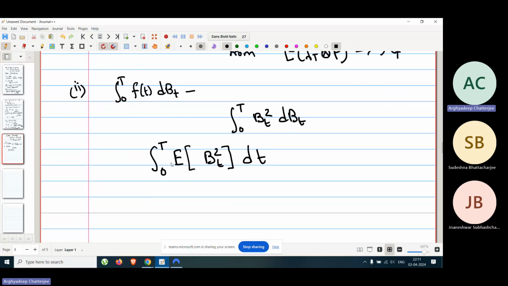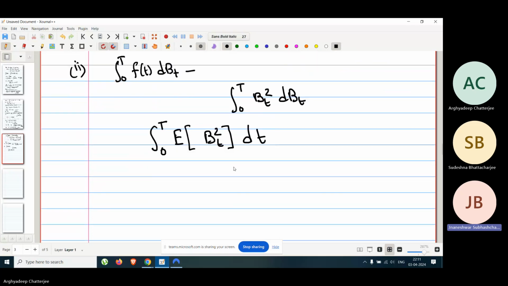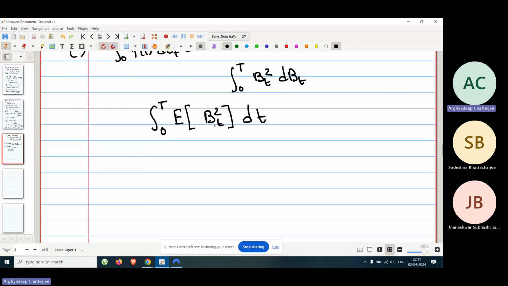Just by Fubini, I just brought the expectation inside, and this is just a normal variable B_t squared for each fixed t. So we had to check whether the integral of B_t squared from 0 to t dt, as a function of omega, is in L2 of lambda_t cross P, finite or not.